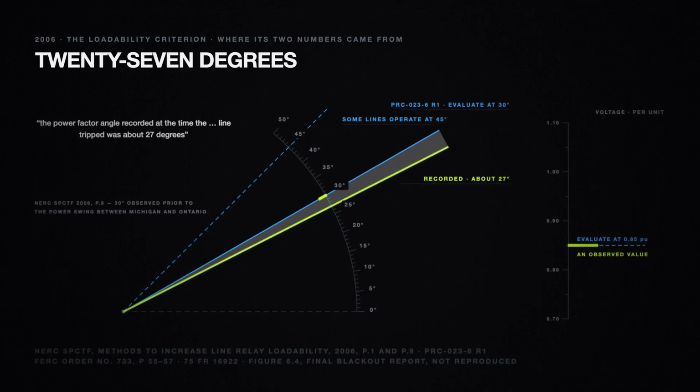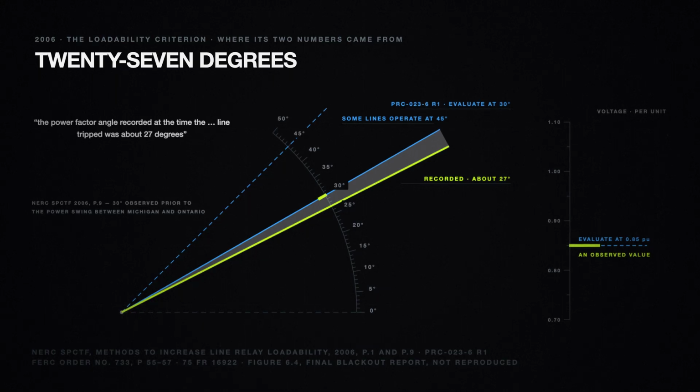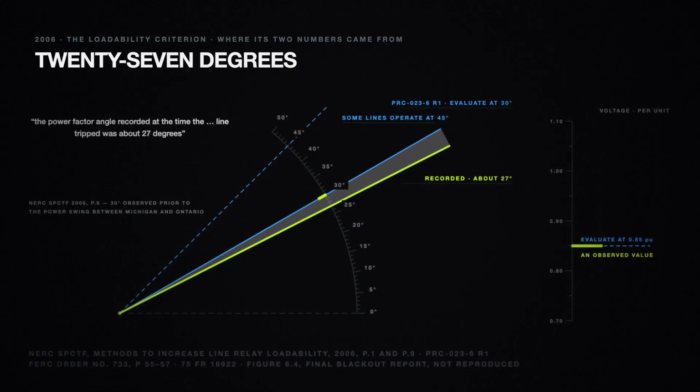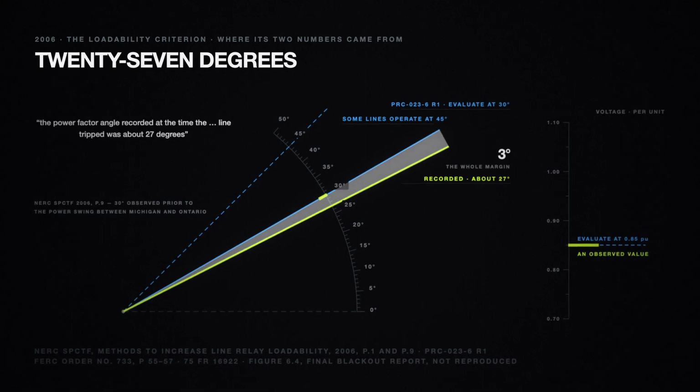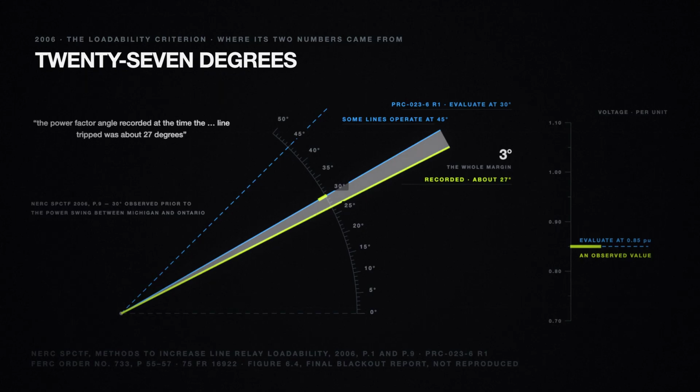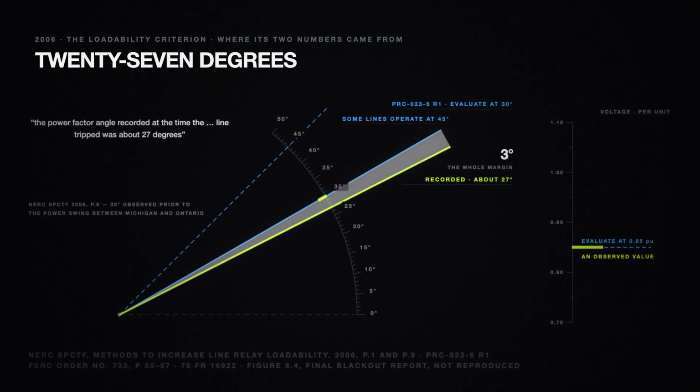The power factor angle recorded at the time the line tripped was about 27 degrees. 27 inside 30. Purely from the power factor angle viewpoint, the regulator writes, the trip may still have occurred even if the requirement of 30 degrees was met. It quotes the task force against its own standard.